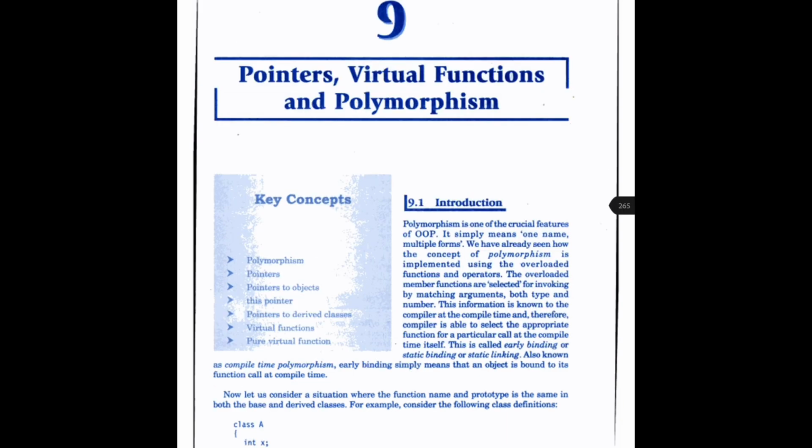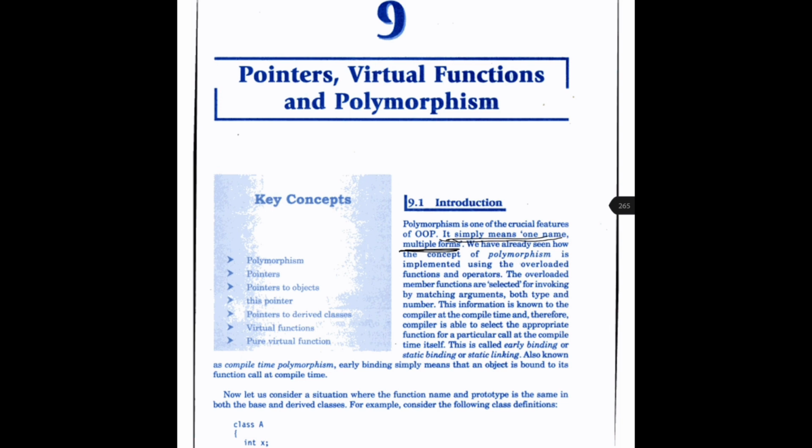So let's see what is the meaning of polymorphism. Polymorphism means one name but multiple forms. So something that has multiple forms is known as polymorphism. And now I hope you can understand why I said that we have already covered this thing in function overloading and operator overloading. Because if you can recall, in function overloading we had the same function name but their prototype was different.